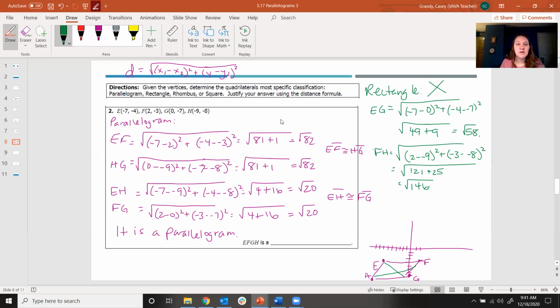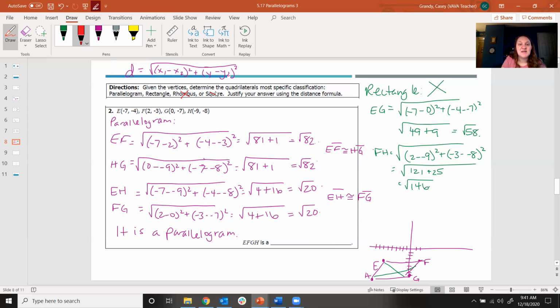Well, let's see. Is it a rhombus? To test if it's a rhombus, we would want all 4 sides to be congruent. But all 4 sides were not congruent. Looking back at our work for parallelogram, 2 of the sides were the square root of 82 and 2 of the sides were the square root of 20. Those aren't congruent, all 4 of them. So it's not a rhombus because it doesn't have 4 congruent sides.